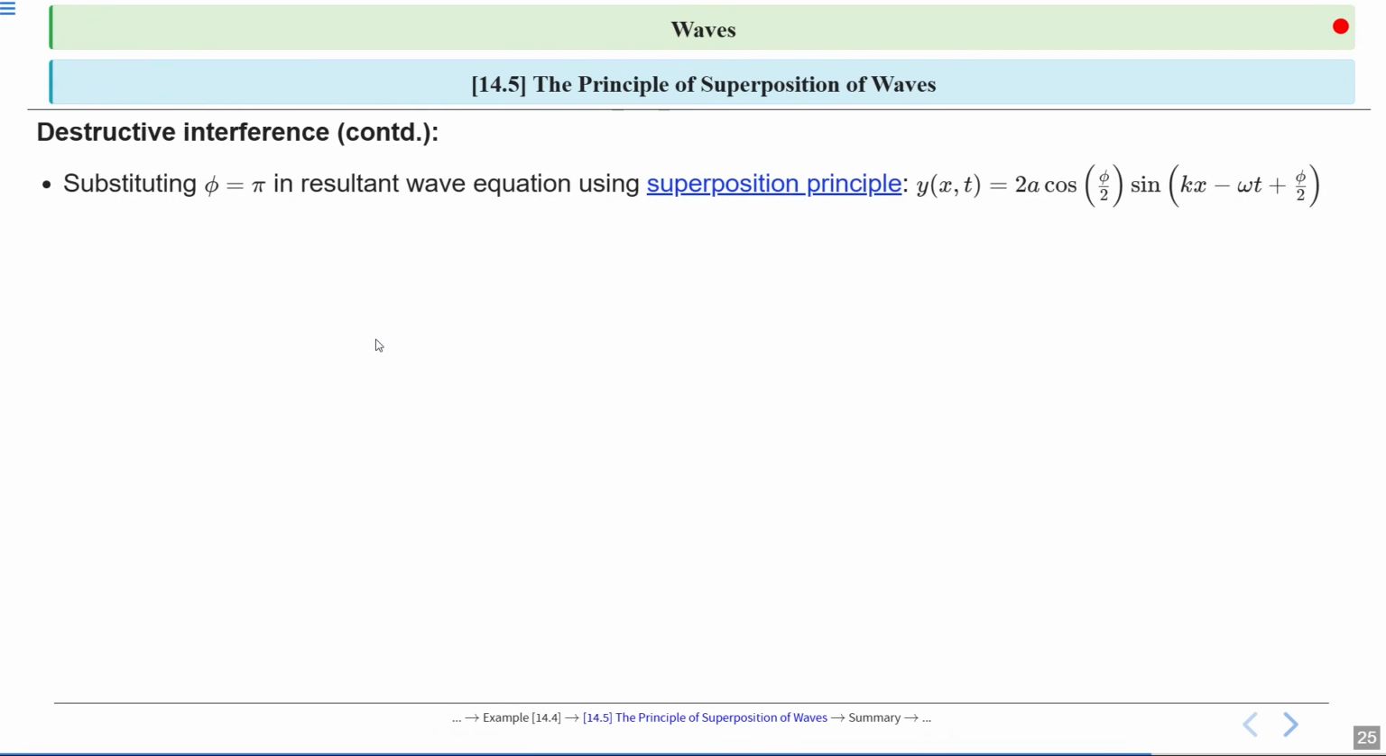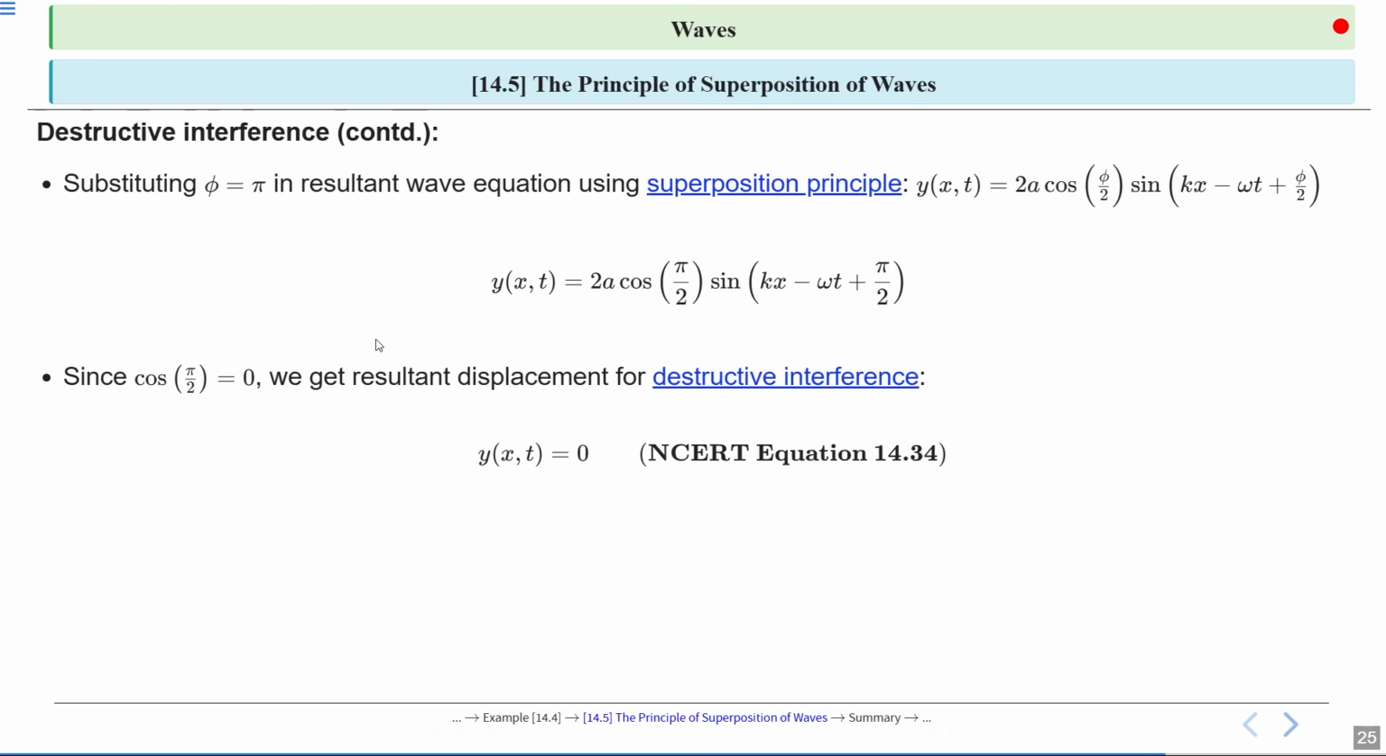Now, substituting phi equal to pi in the resultant wave equation using the superposition principle, y of x,t is equal to 2A cos phi by 2 sin (kx minus omega t plus phi by 2). So y of x,t is equal to 2A cos pi by 2 sin (kx minus omega t plus pi by 2). Since cos pi by 2 is equal to 0, we get the resultant displacement for destructive interference, y of x,t equal to 0. Minimum resultant amplitude is A minimum equal to 0.